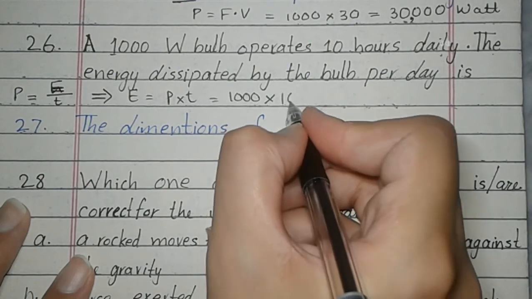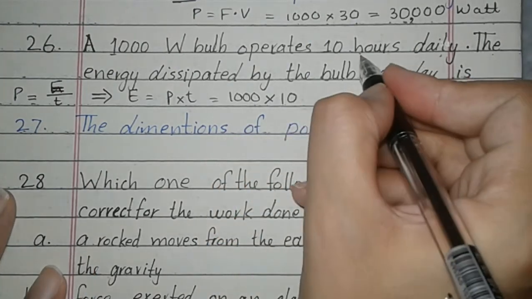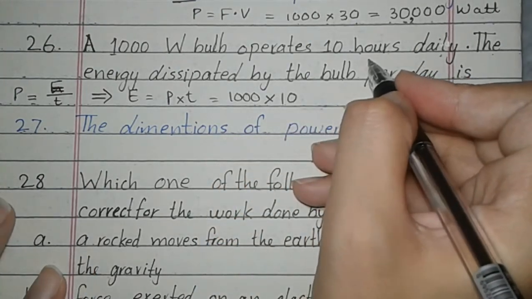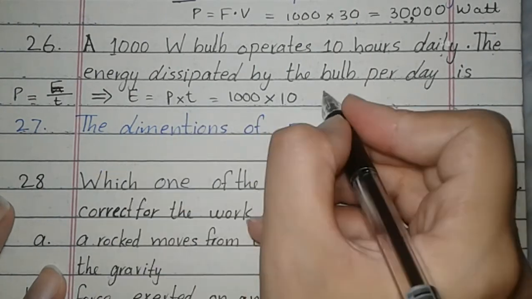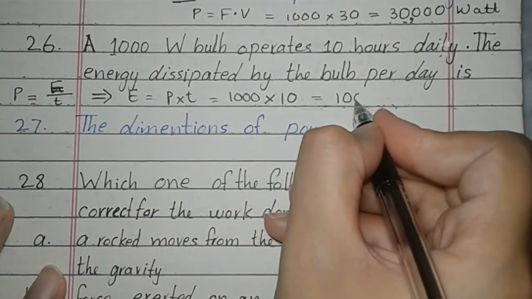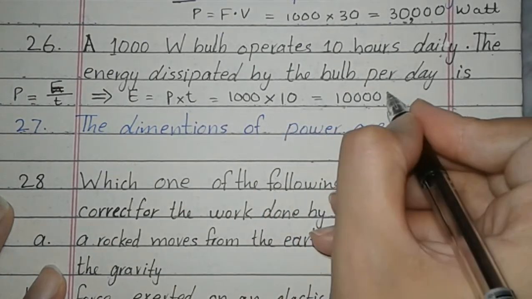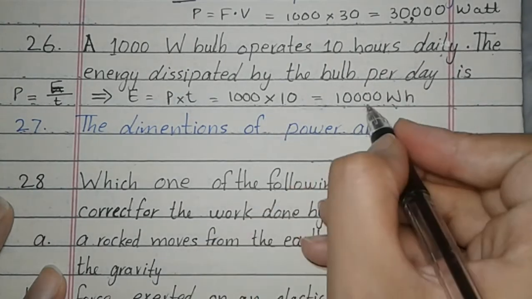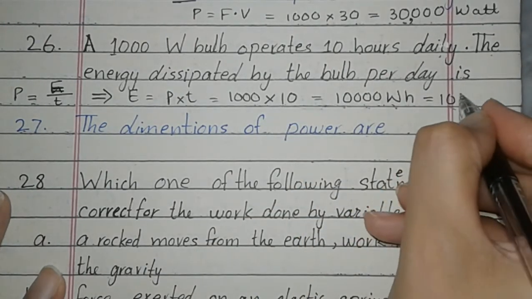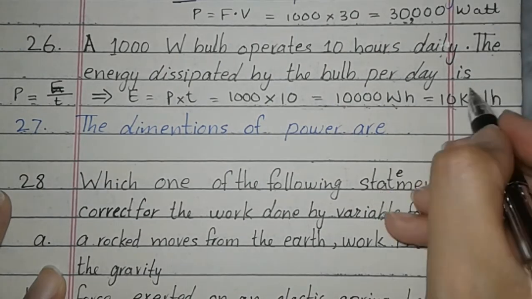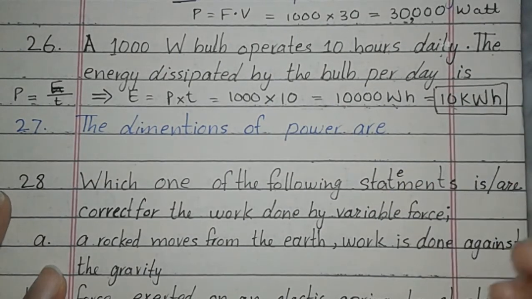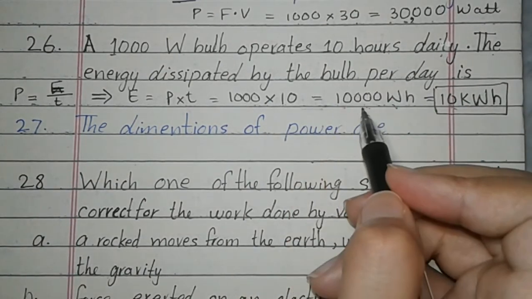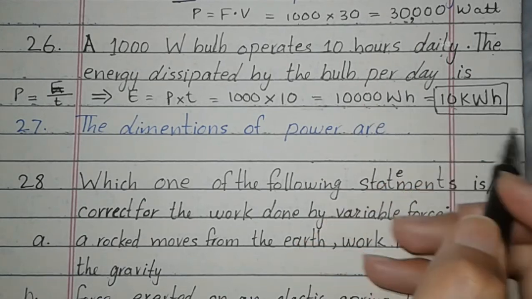Don't convert this hour into second because the options are given in hour. Now it will be 10,000 watt hour, and I can also write it like 10 kilowatt hour. So the answer is 10 kilowatt hour. You don't need to convert the hours into second. The answer is simply 10 kilowatt hours.